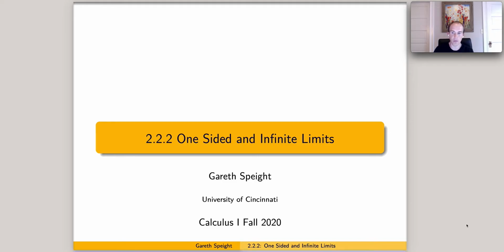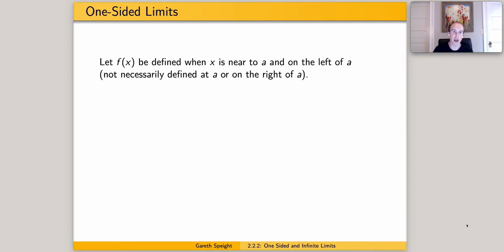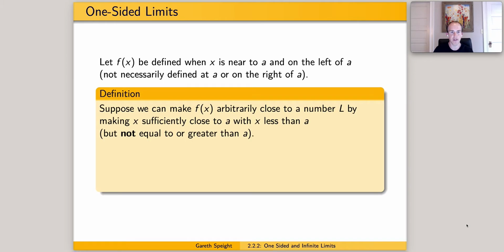Okay, so let's get started with one-sided limits. So let's suppose we have a function which is defined when x is close to A and on the left of A. So we don't care at all what happens on the right of A. We don't care what happens when x equals A. Maybe it's defined there, maybe not. We don't care. So we only care that f of x is defined on the left of A.